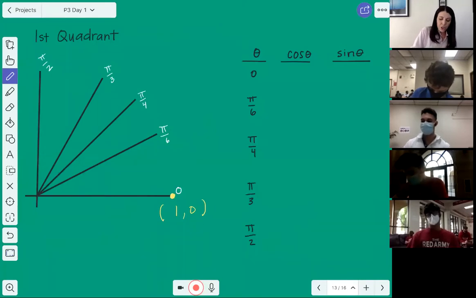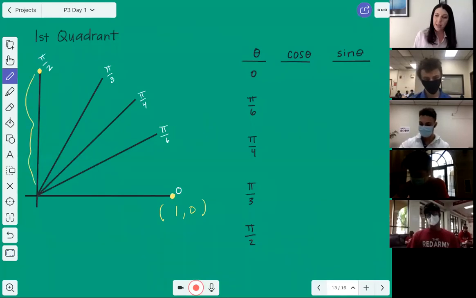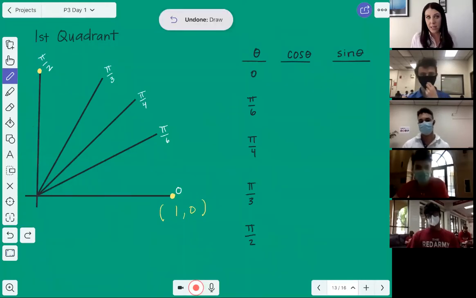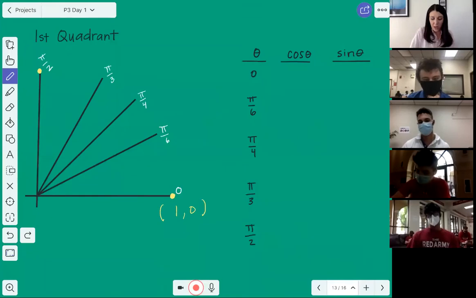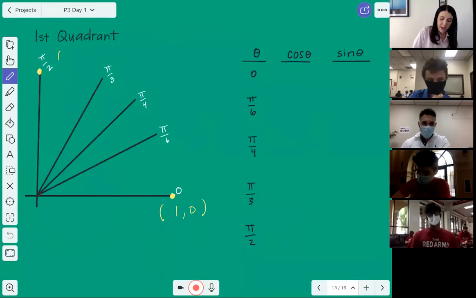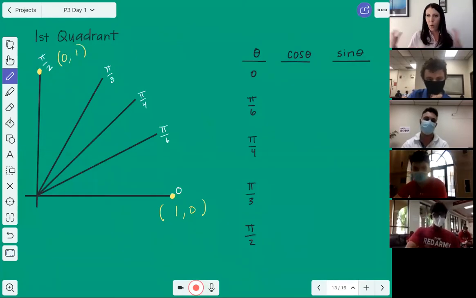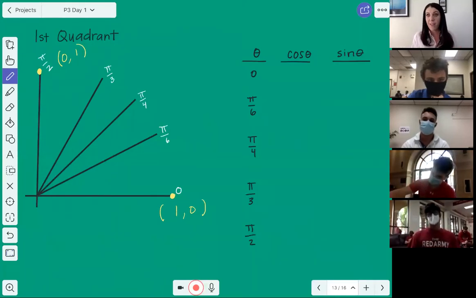Up here at pi over 2, we'll come back and do all the other ones, but the reverse is true. Again, I have a radius of 1. This entire length is 1, but all of that length is all in Y this time. I don't have any X portion. That coordinate is on the Y-axis, meaning my X value is 0. So that gives me an X value of 0 and a Y value of 1. It's really easy to mess those up. Just think about where it is. Does it have any X value? Does it have any horizontal component? If not, it's all in Y. Or if it doesn't have any vertical component, then it's all in X.